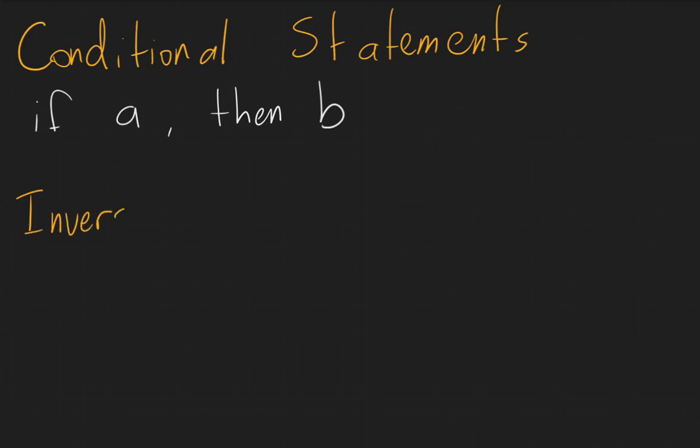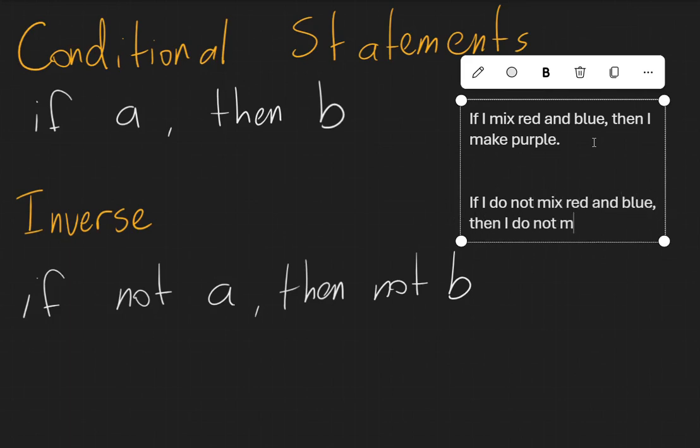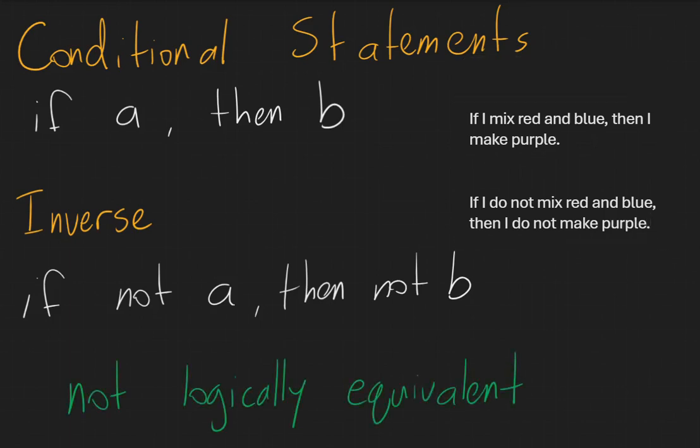The next way we can play with a conditional statement is called the inverse. This is where we negate the hypothesis and conclusion. If not A, then not B. So using our example, if I mix red and blue, then I make purple. The inverse statement is, if I do not mix red and blue, then I do not make purple. Just like the converse, the inverse is not logically equivalent to the original statement. So it does not have to be true just because the original statement is true.